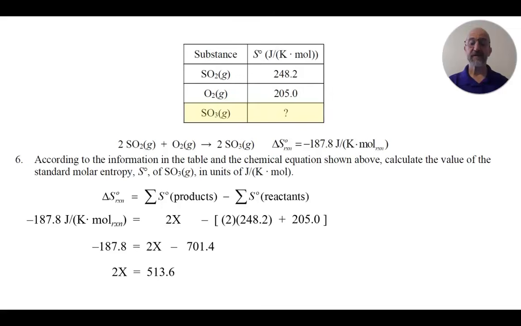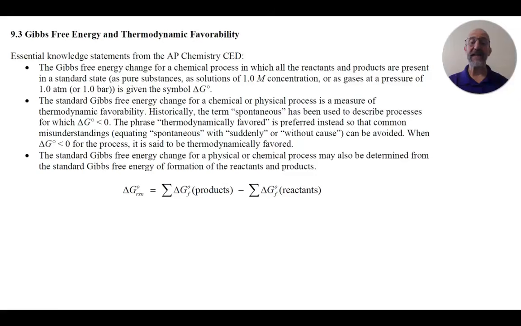513.6. Divide by 2, and the value for the standard molar entropy of sulfur trioxide, SO3, is 256.8, and my units are joules per Kelvin mole. So, that is the answer to question 6, and now it is time to move on to the review for our next topic. This is topic 9.3, Gibbs free energy and thermodynamic favorability.